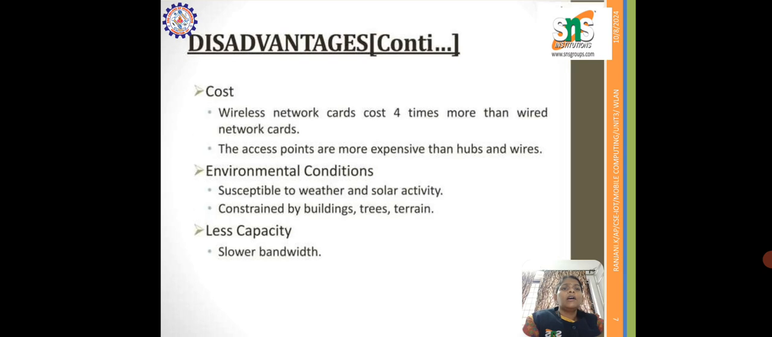Next, the main disadvantage of wireless LAN is cost. Wireless network cards cost 4 times more than wired network cards. The access points are more expensive than hubs and wires. There are also environmental conditions: it is susceptible to weather and solar activity, constrained by buildings, trees and terrain, and it has less capacity, that is slower bandwidth.